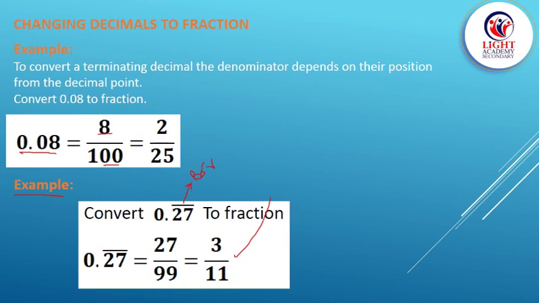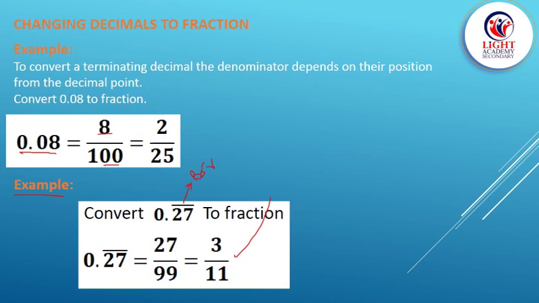So we have 0.08, it can be converted into a fraction. How? After the decimal point you count how many digits there are. 2. So it means we will put 2 zeros in the denominator, which gives you the fraction. The 8 stays the same, and in the denominator you put the zeros.